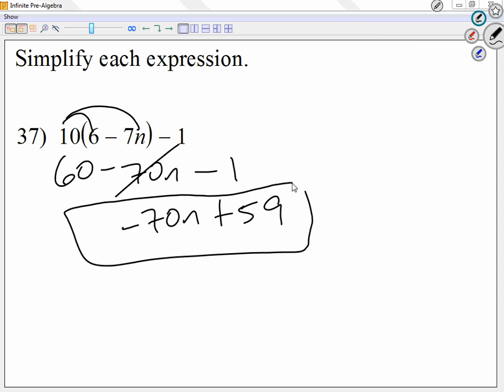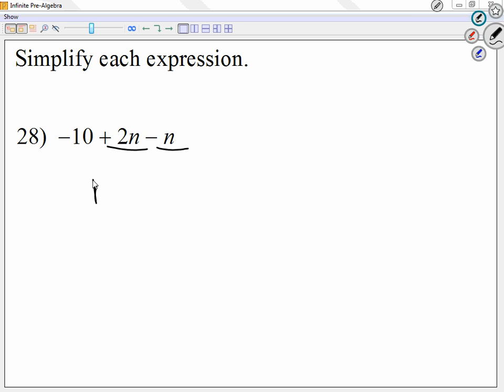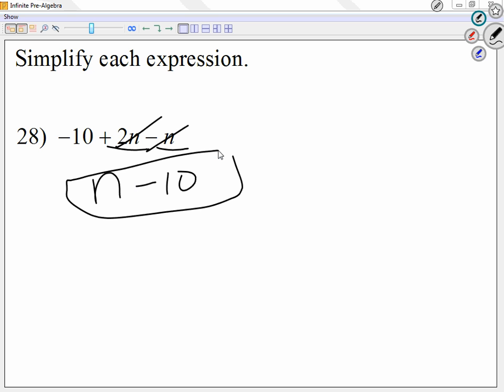Which one? 38? Oh, 28? All right, looking at number 28. Looking at those that have a letter, 2n minus 1n. 2 minus 1 is 1n. The 1 I choose to not write because it's just n. Let me cross those out. And then I have a negative 10. That's it. I'm just combining like terms.